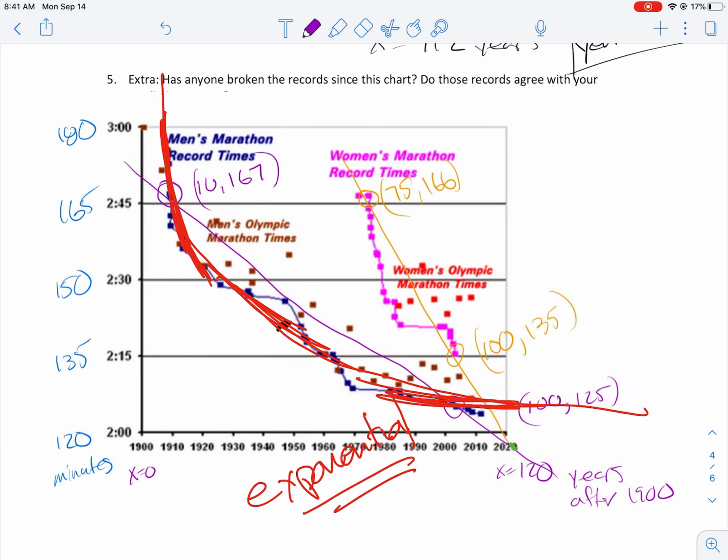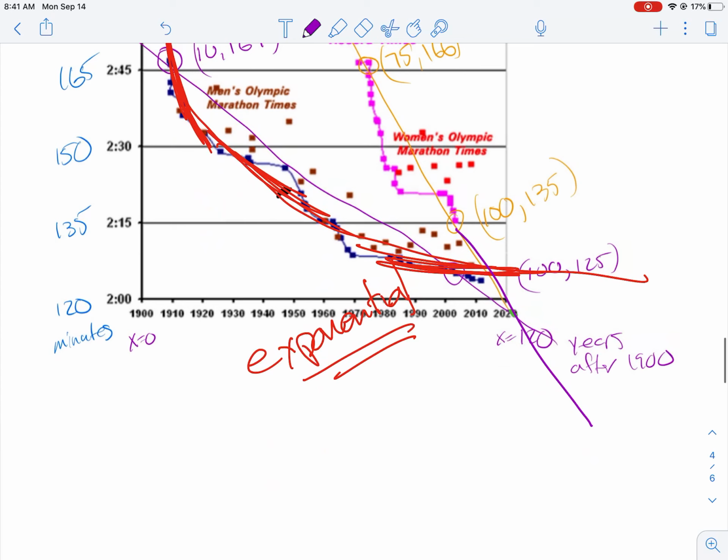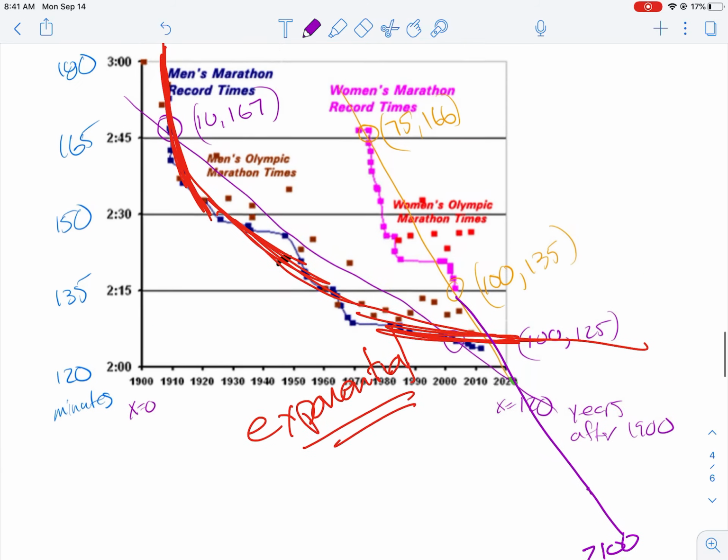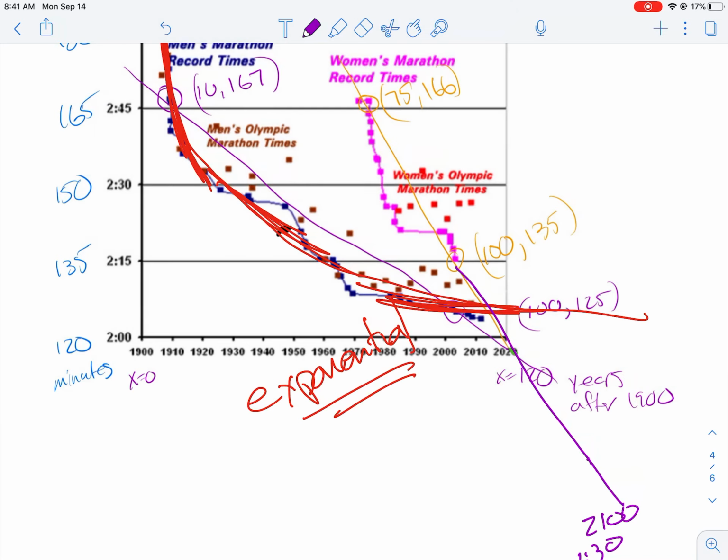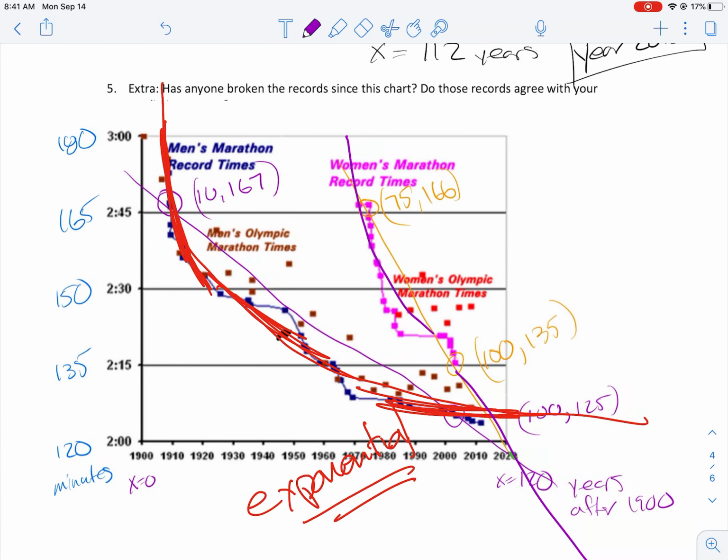It's not likely that this continues forever, because that says in like 100 years, in the year 2100, they should be at like 1 hour and 30 minutes, which really is almost certainly physically impossible. That's Usain Bolt running his 100-meter dash time for an entire marathon. That's not going to be possible. Realistically, the times are going to level off. And that might be a different sort of curve, an exponential curve, rather than a linear curve. And we'll talk about those later.